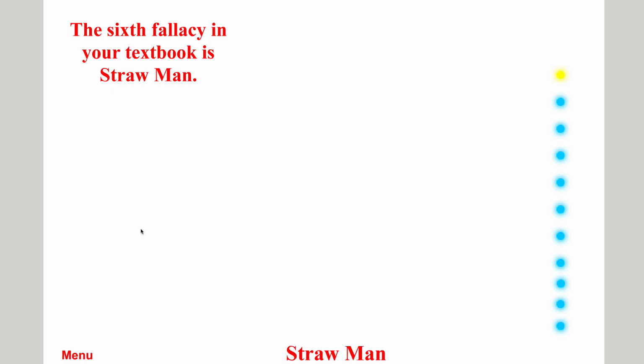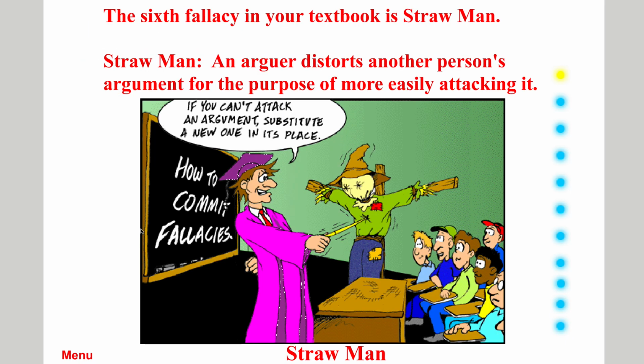The straw man is also a very common argument. You will hear a substantive argument, and then you change the person's argument into something much simpler. That's why it's called a straw man, right? In other words, a straw man is easy to push over. If you can't attack an argument, substitute a new one in its place. This often happens, especially in editorials and so on.